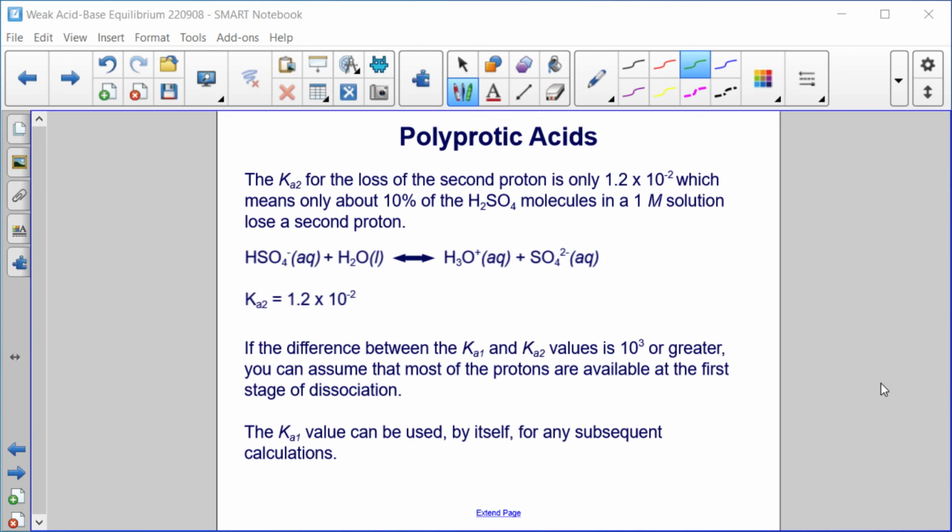If the difference between the Ka1 and Ka2 values is 10 to the third or greater, you can assume that most of the protons are available at the first stage of dissociation. The Ka1 value can be used by itself for any subsequent calculations.